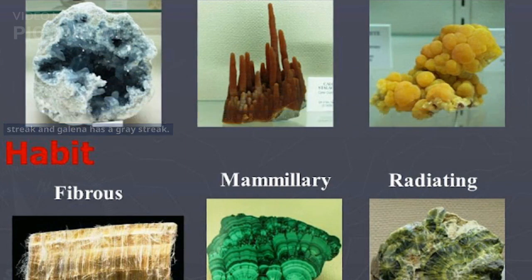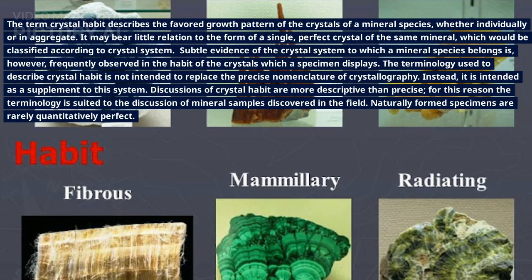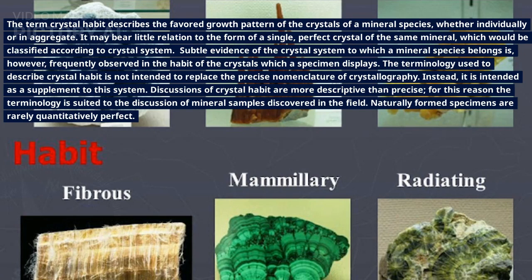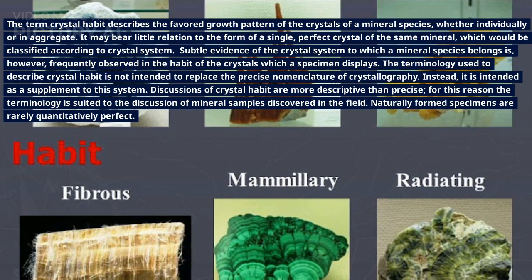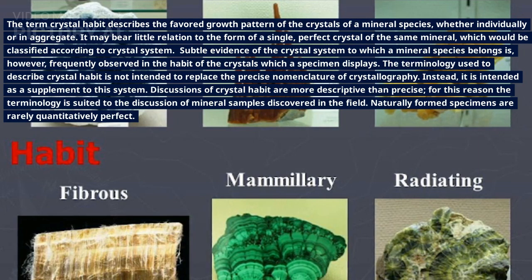The term crystal habit describes the favored growth pattern of the crystals of a mineral species, whether individually or in aggregate. It may bear little relation to the form of a single, perfect crystal of the same mineral, which would be classified according to crystal system. Subtle evidence of the crystal system to which a mineral species belongs is, however, frequently observed in the habit of the crystals which a specimen displays.